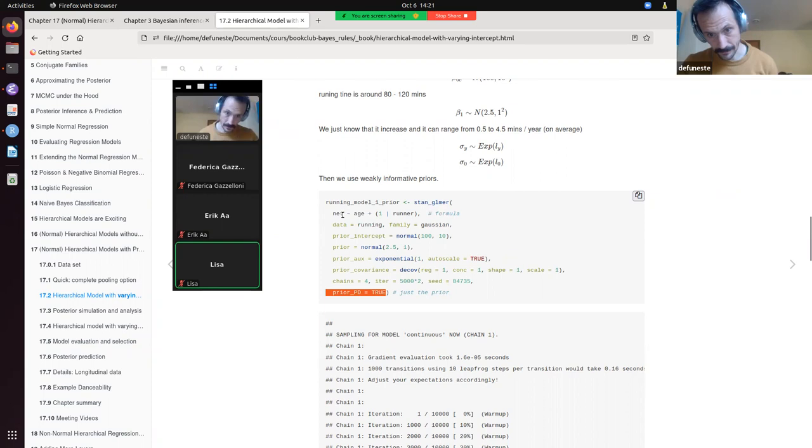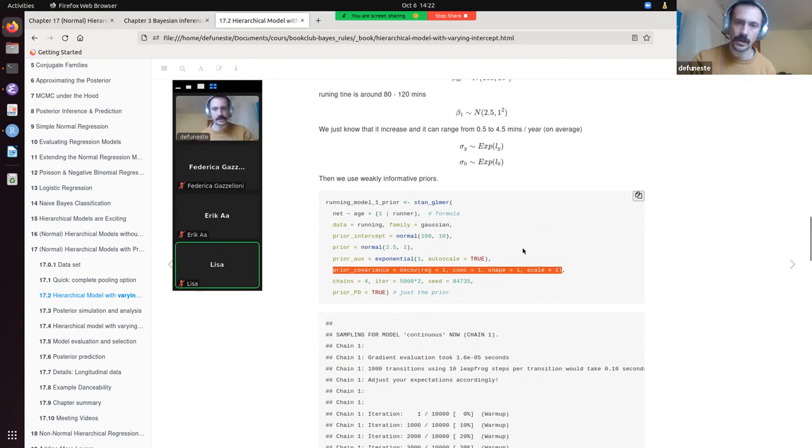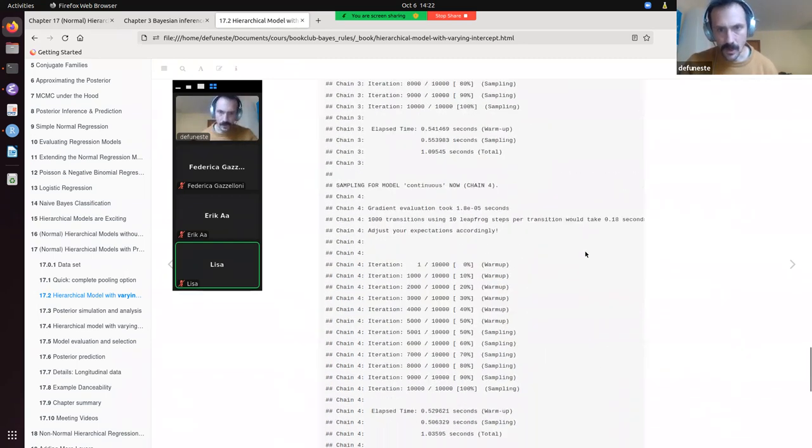So let's go back to this formula. Net is the running time. It will depend on age plus one, which means we want to keep the age global and group by the runners. Data is running, family is the Gaussian, and here we put inside the priors. This one will be explained in this chapter, the one we left from the past chapters, and we'll explain it later. This one was quite quick to run.